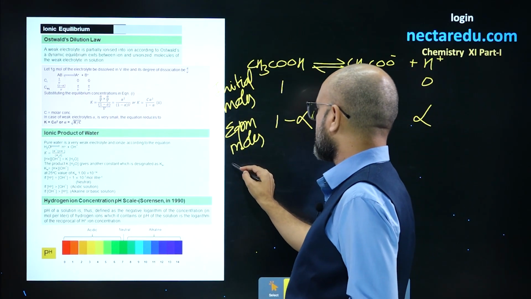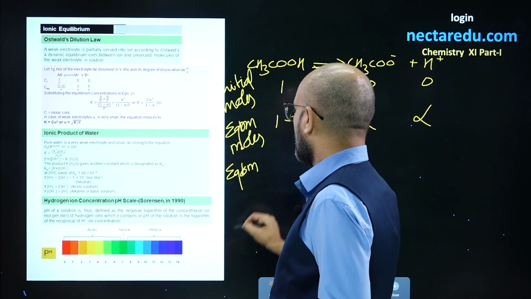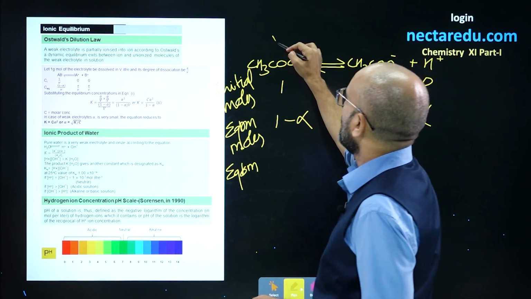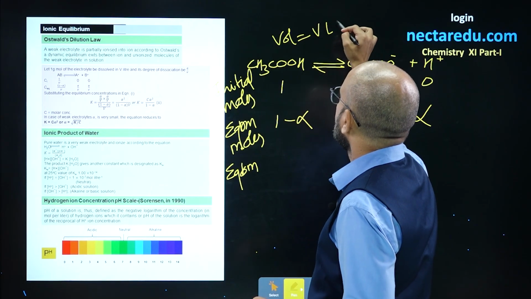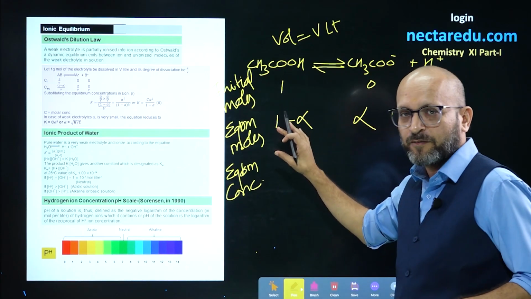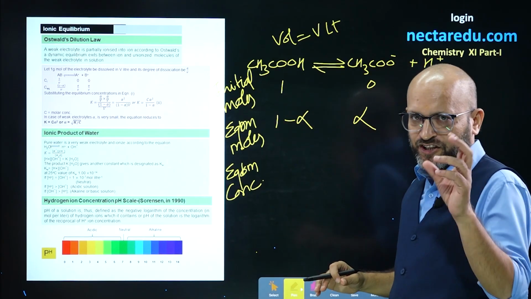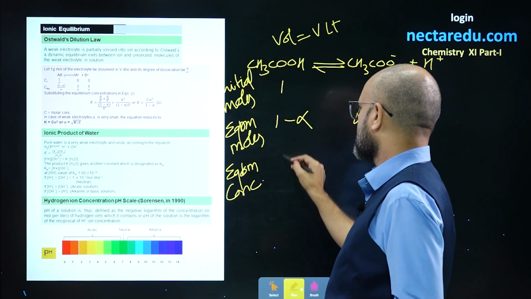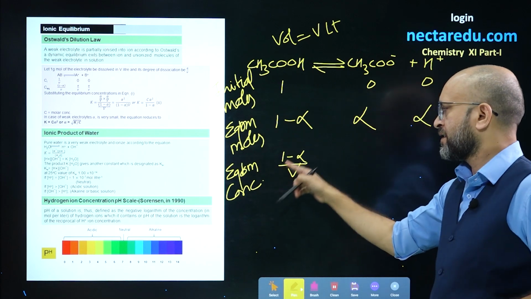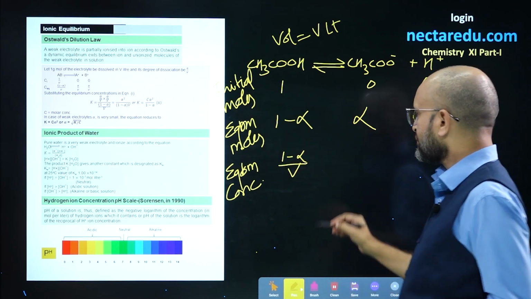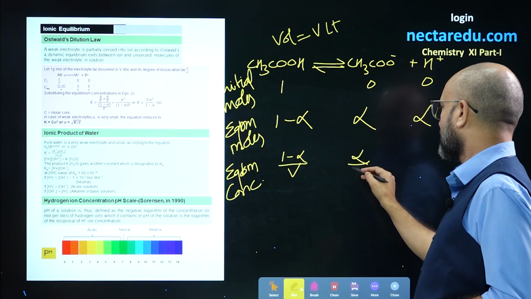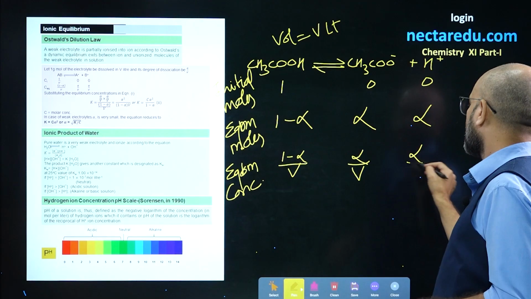So equilibrium concentration will become, if we take the volume of the container in which this reaction is happening as V liters, moles at equilibrium upon volume of the container. So moles at equilibrium is 1 minus alpha, the volume of the container is V. Similarly, moles upon volume for acetate is alpha by V, and for H plus is alpha by V.